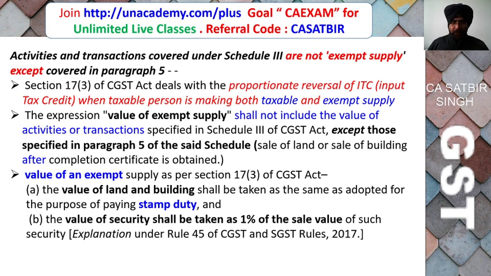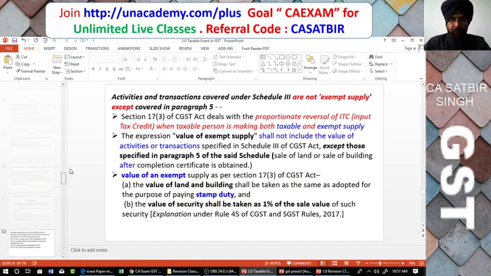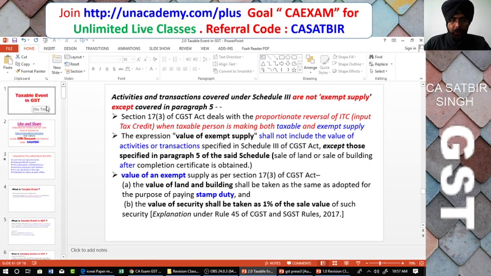So value of an exempt supply per section 17(3) will be: value of land and building shall be taken as the same adopted for stamp duty value, and value of security shall be taken as 1% of the sale value of the securities. Section 17(3) says that for exempt supply value, you have to reverse input tax credit, so you have to reverse it. So friends, these were the few concepts that we have discussed today. In the coming classes also we will discuss some more concepts.